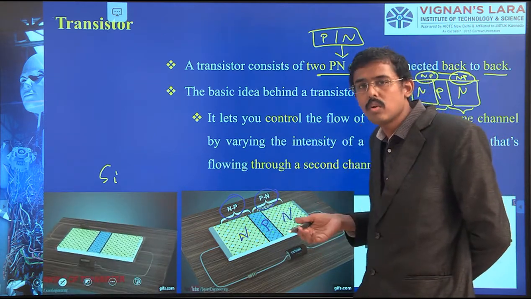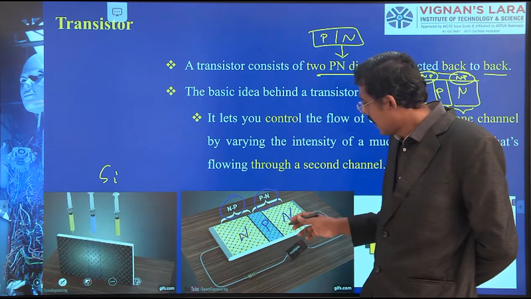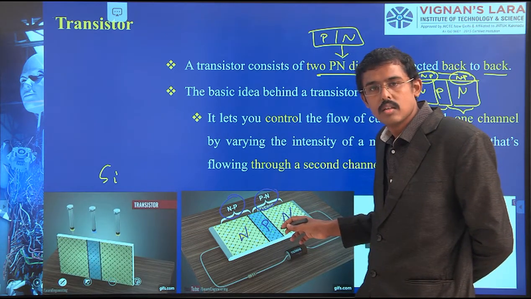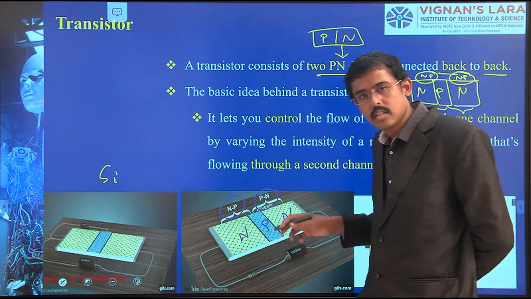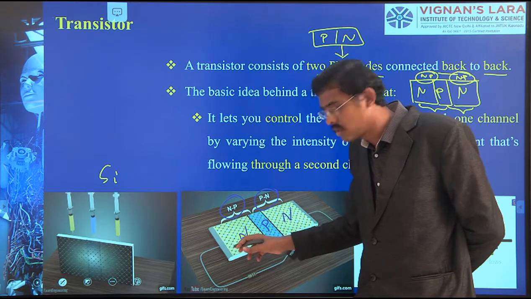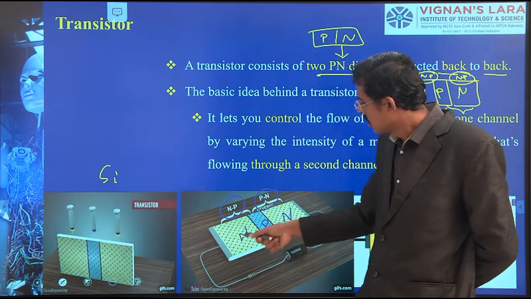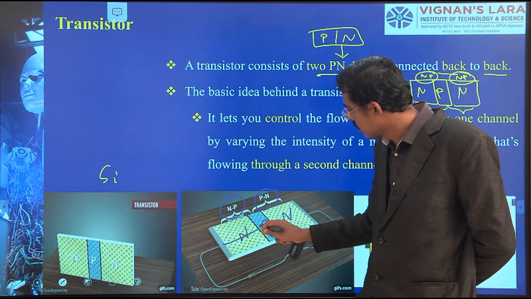But I am not doing that here. I am not pushing. I am simply adding one more N-type doping here. In such a way I am forming a transistor. There is the flow of current to make it easy. Anyhow, in these cases it goes.